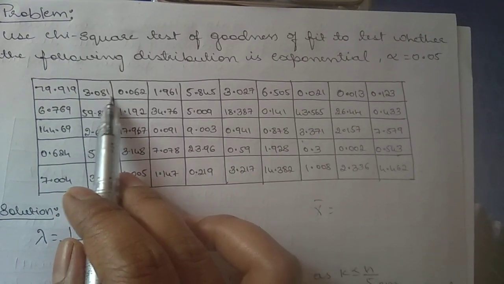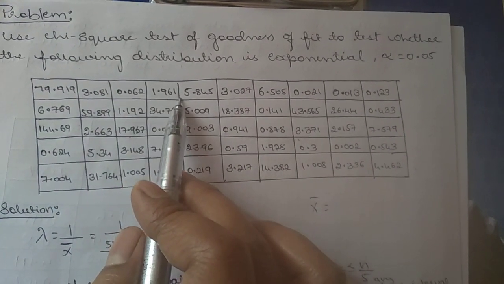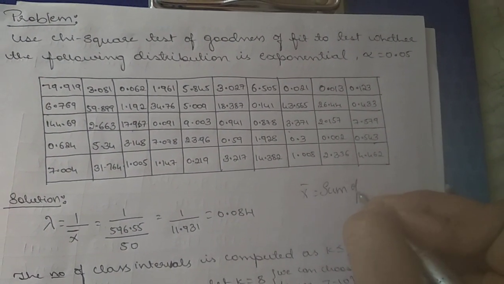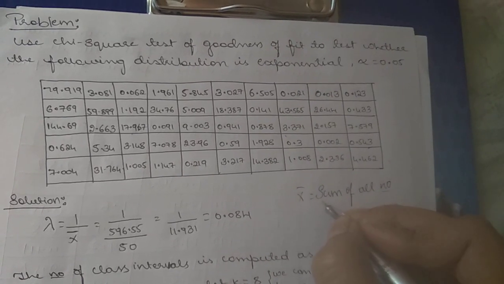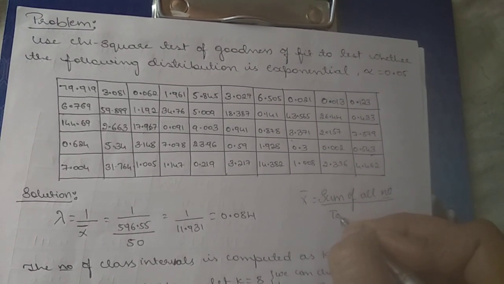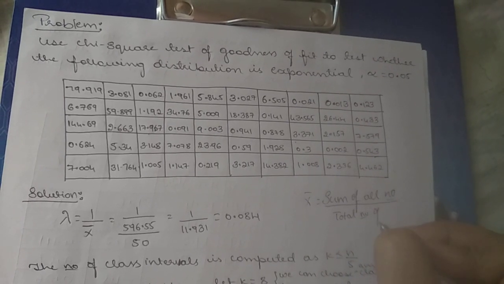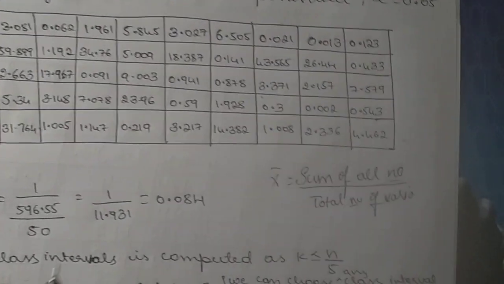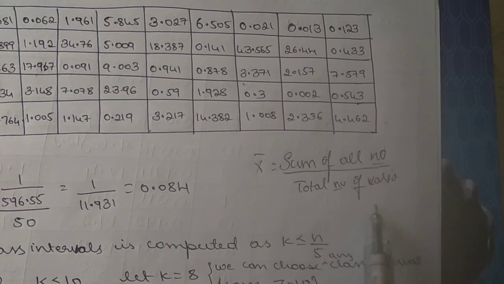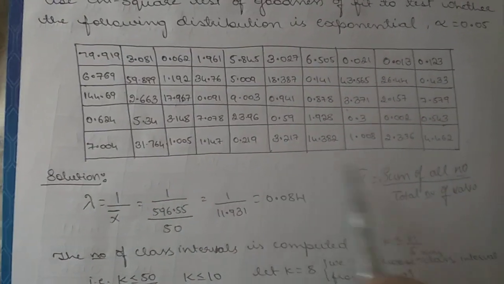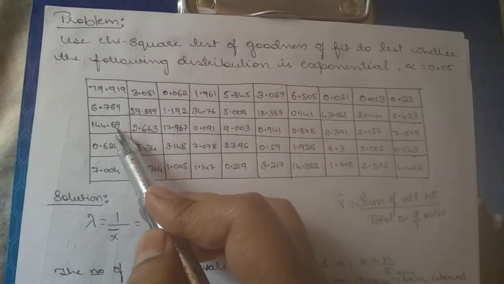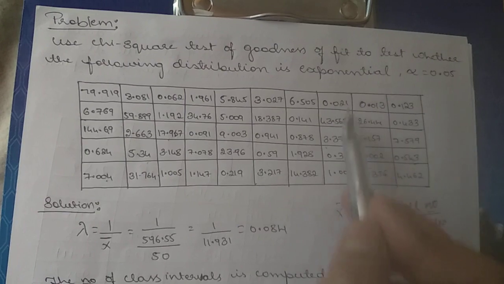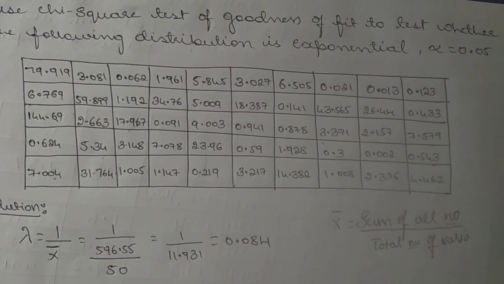79.919 plus 3.081 plus 0.062 plus 1.961, like that. You have to just take the sum of all the numbers divided by the total number of variables. Total number of variables means how many variables are there? 1, 2, 3, 4, 5, like this: 5, 10, 15, 20, 25, 30, 35, 40, 45, 50. Here 50 variables are there.